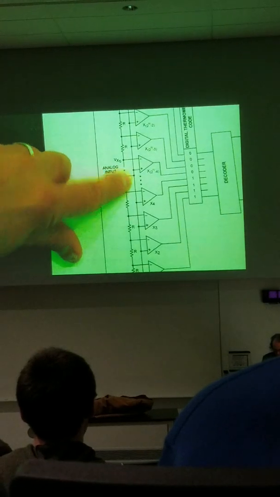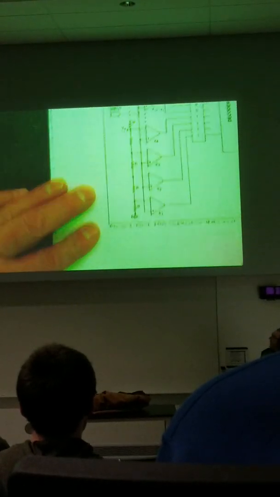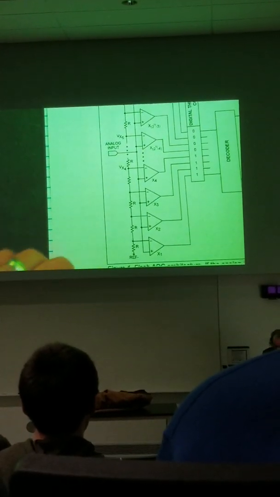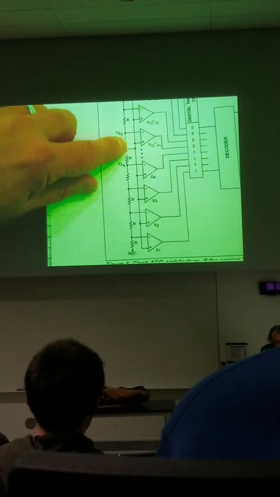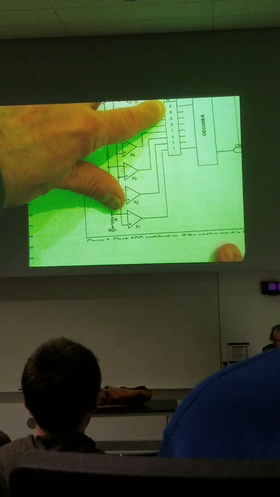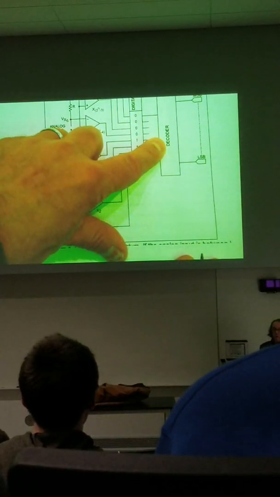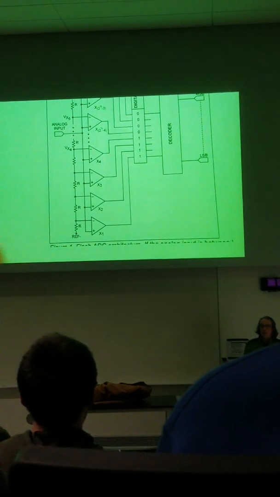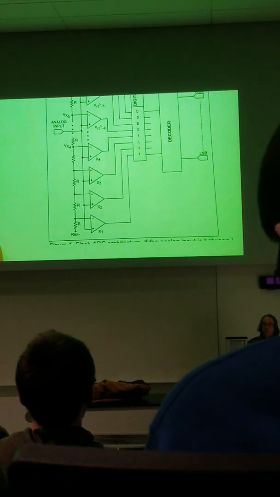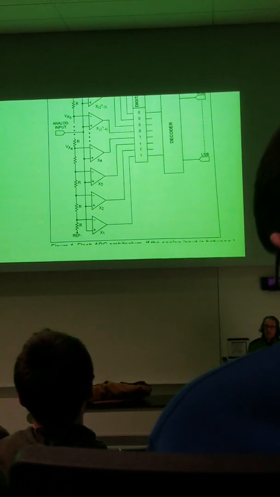The analog input is, zoom out for this. The analog input's higher than this one, higher than this one, higher than this one, higher than this one, and so on, and then it's not. So you get a thermometer code here, then you put it into a decoder, and that decodes your work. These are old-fashioned, they've been around forever. They're incredibly fast, right? Hence flash.